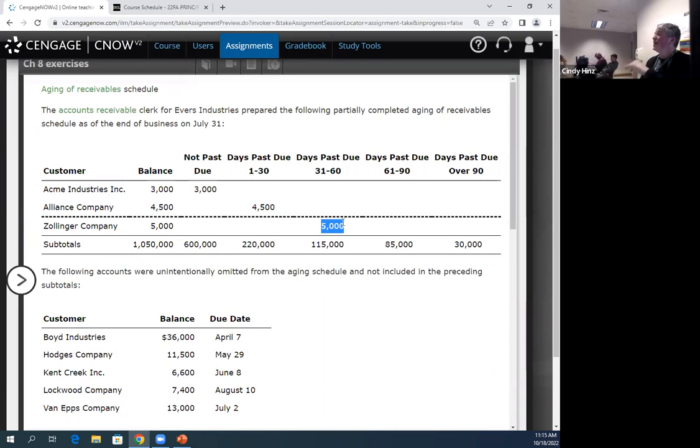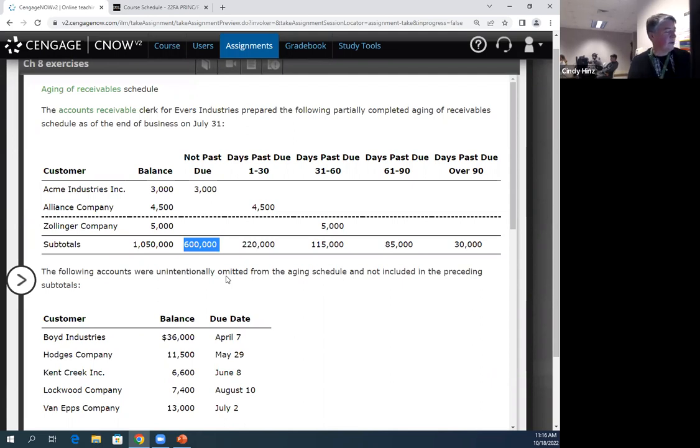But the chances of collecting this $30,000 out here that our customers owe us, but it's more than 3 months past due, the chances of collecting that $30,000 is much, much lower than the chance of collecting this $600,000 that's not even due yet. Does that make sense? You agree with that rationale? The older an invoice is, the more likely it is that we're going to end up eating that invoice, not getting paid for it. Everyone agree with that? Okay.